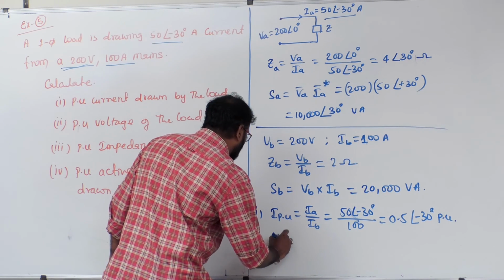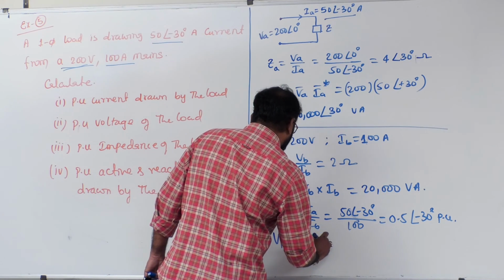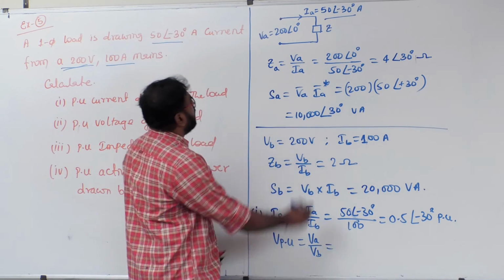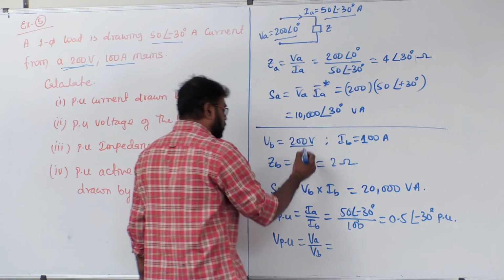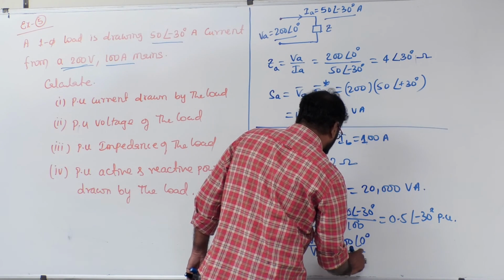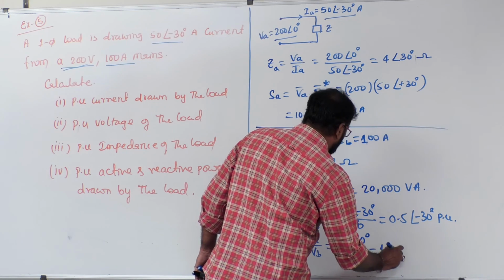Now what is V per unit? V actual by V base. V actual is 200. V base also 200. So 200 at an angle 0 degrees by 200, we get 1 at an angle 0 degrees.